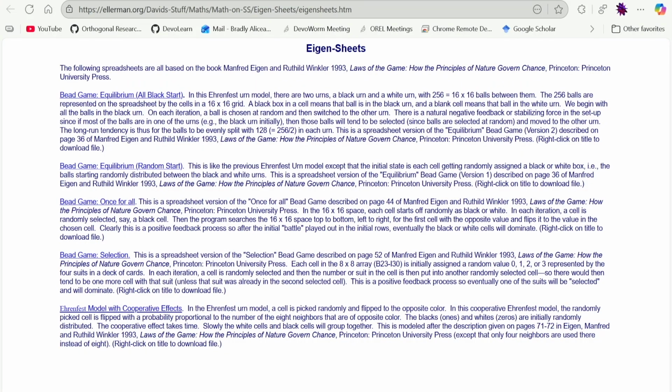And so once again, if you're interested in downloading these Eigen sheets, you have the bead game, different versions of the bead game, and then the Ehrenfest model with cooperative effects. And those all point to different pages in the book.